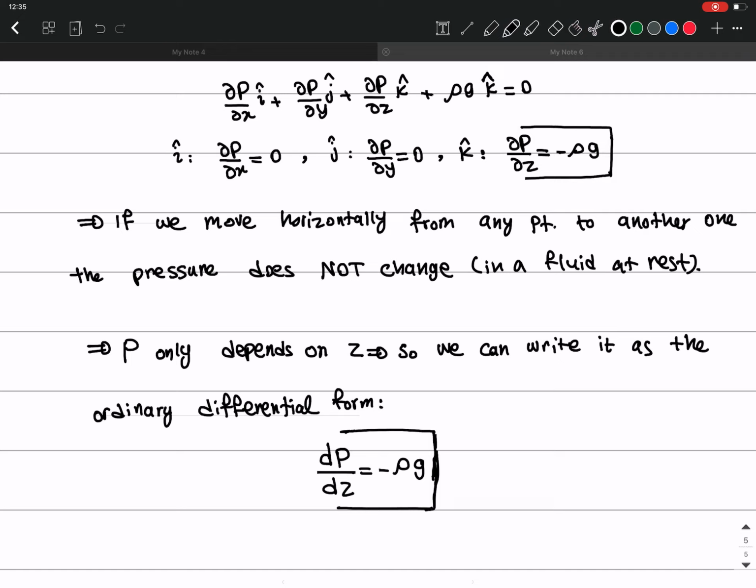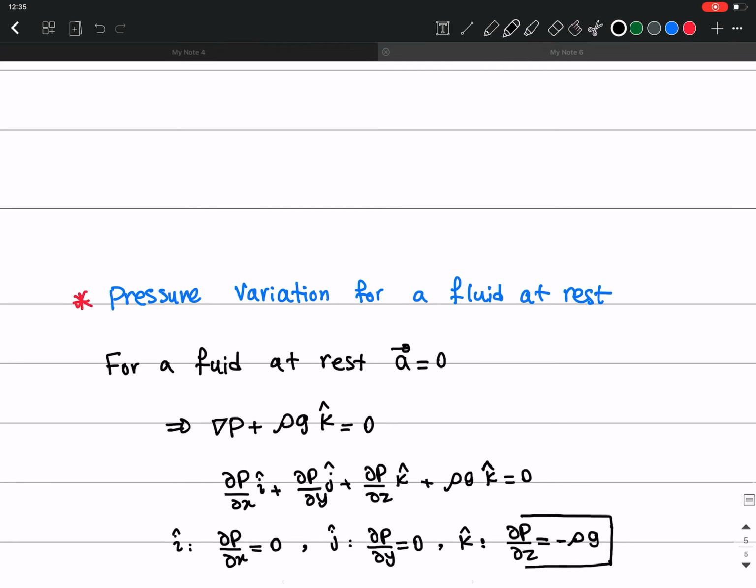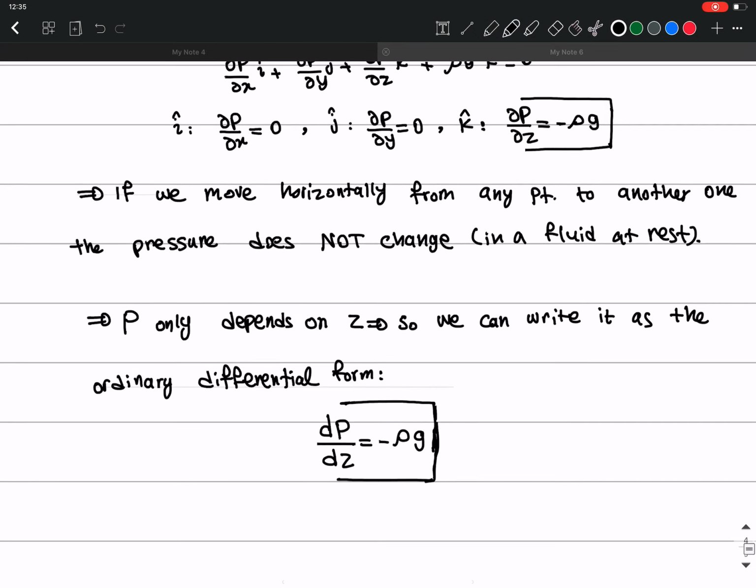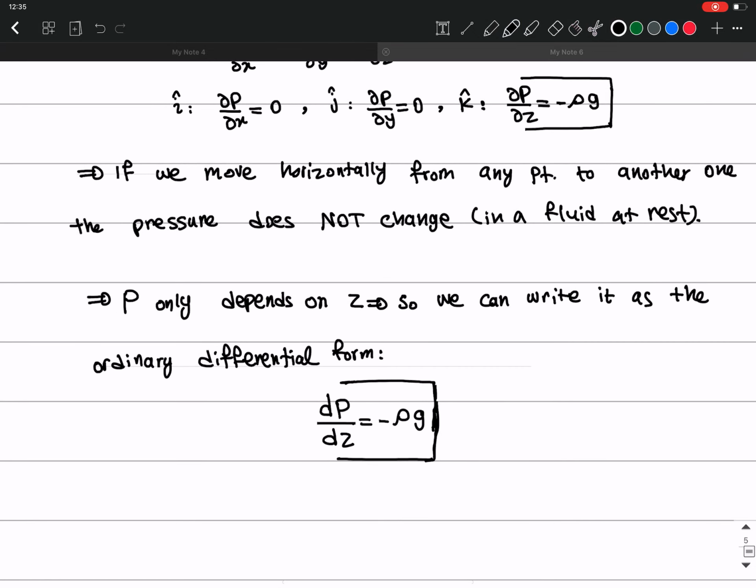So this shows that the pressure only depends on z, the vertical direction, or the depth or the elevation that we are looking at, in a fluid at rest. This is what we found here based on this formula and also from Newton's second law, and by setting acceleration to 0.